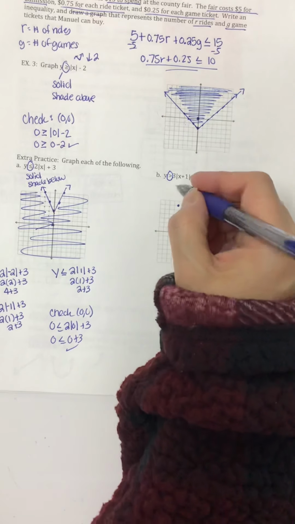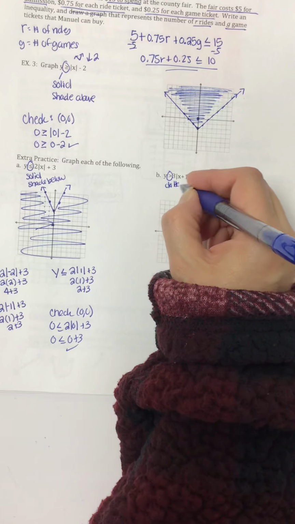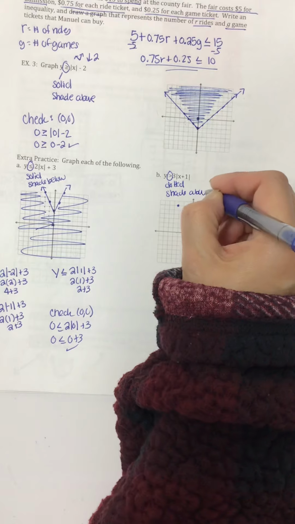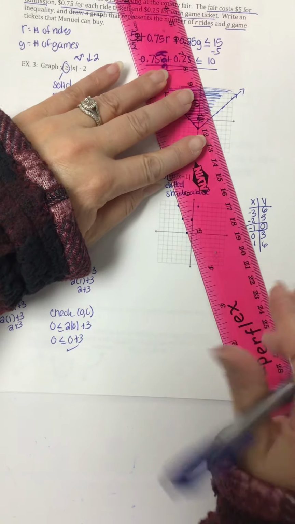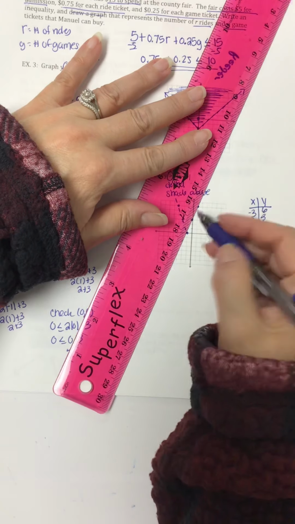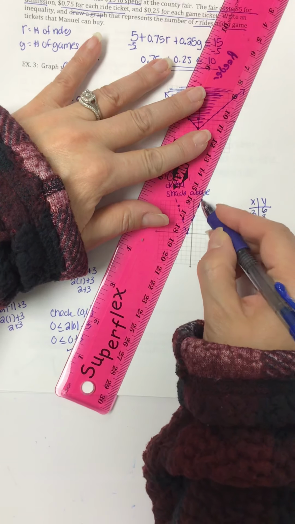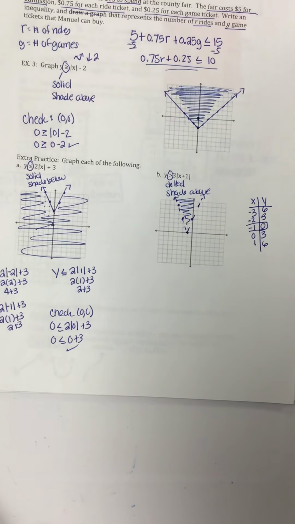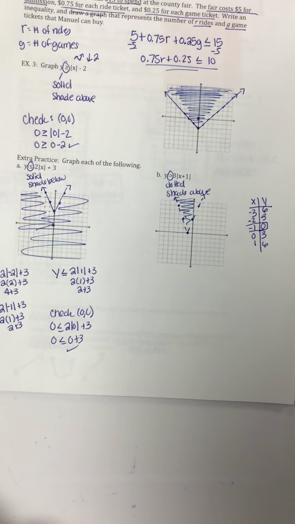Now this tells me that it's going to be a dotted line. And it's greater than, so we would shade above. So shade above means we would shade in here. Yes? Okay, and you could pick a value in there and check it if you wanted to. That is what we're doing today.